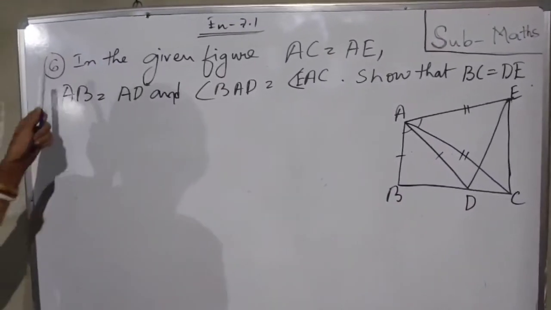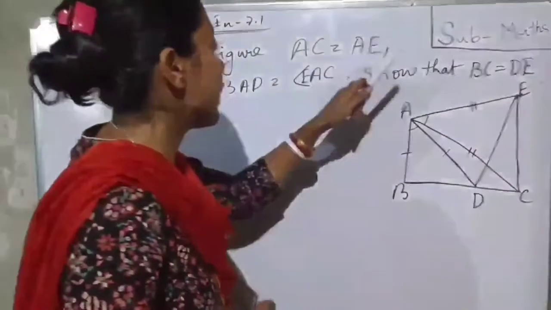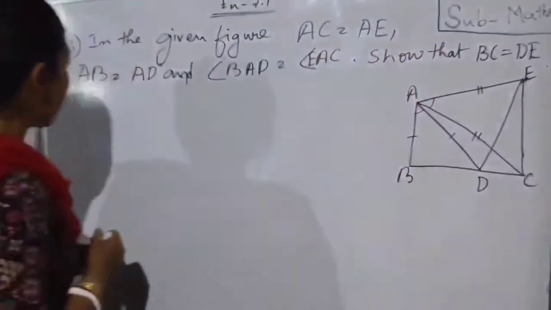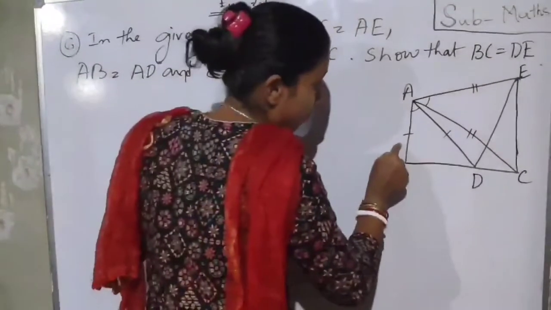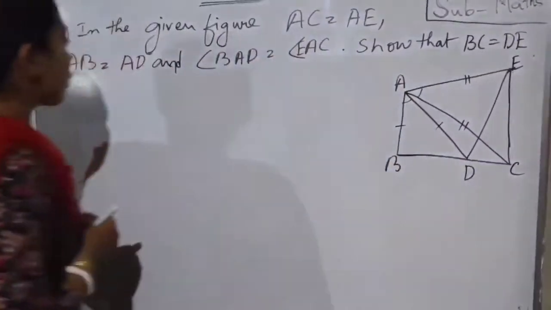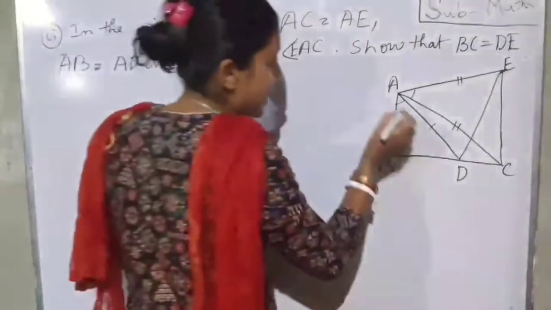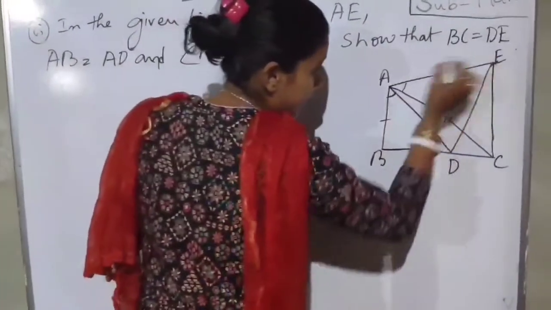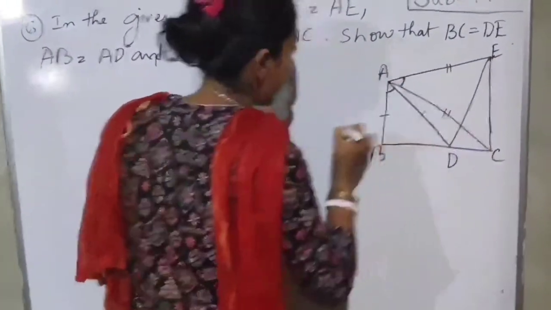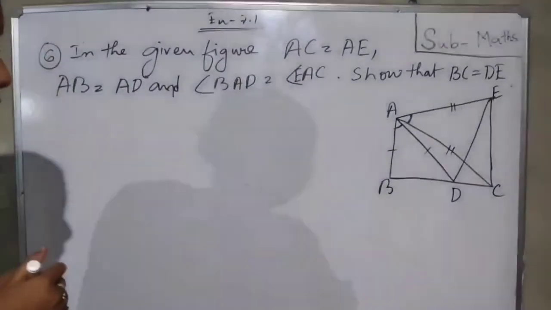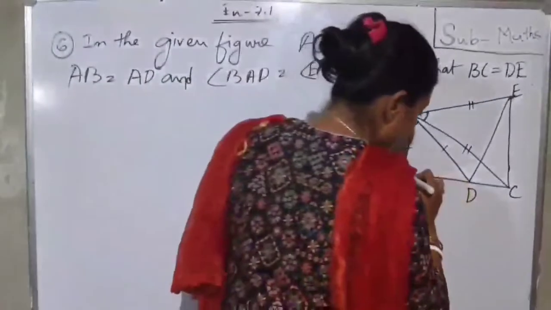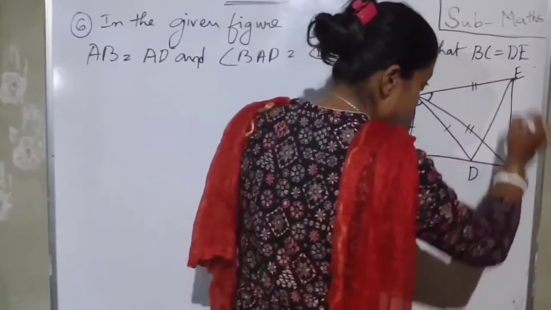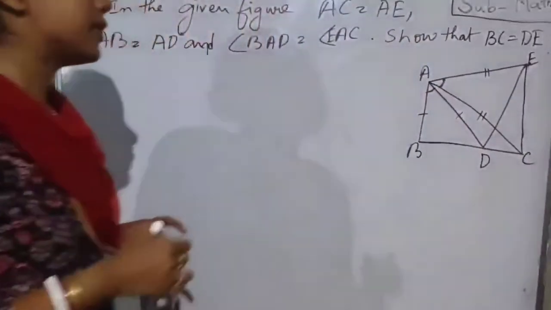Now question number 6. In the given figure, AC equals AE, and AB equals AD is given to you. And angle BAD is equal to angle EAC. You want to show that BC equals DE. We have to show this.